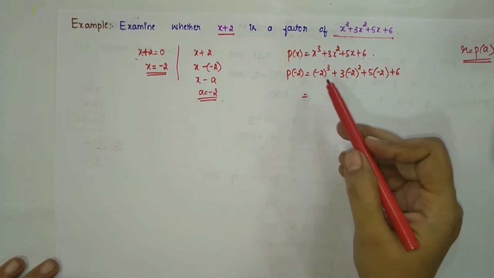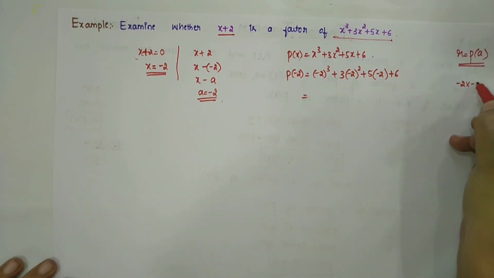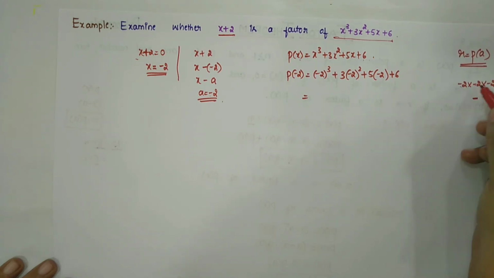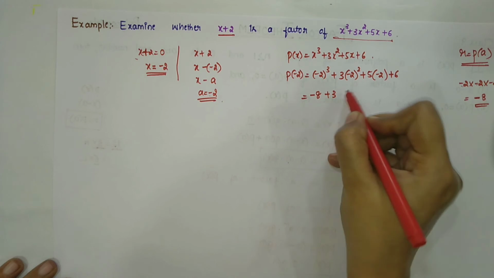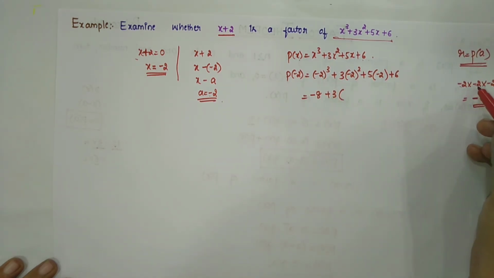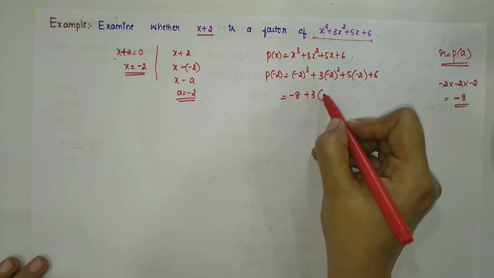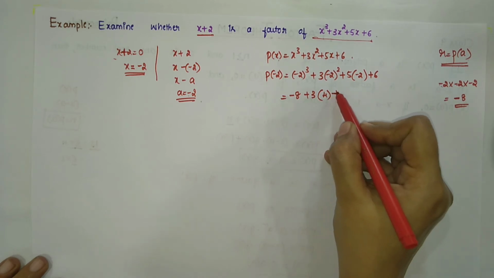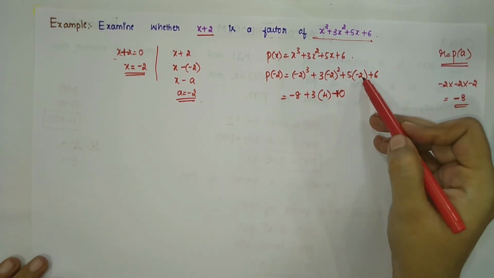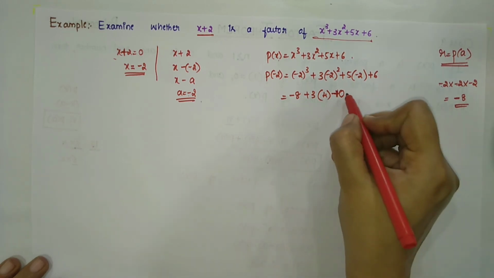Minus 2 cube is minus 8. That is, minus 2 is multiplied 3 times. Minus into minus is plus, plus into minus is minus. 2 into 2 is 4, 4 into 2 is 8. So minus 2 whole cube is minus 8. So it is minus 8 plus 3 into minus 2 square, which means minus 2 is multiplied 2 times. So minus 2 into minus 2 is minus into minus plus, 2 into 2 is 4. So we get plus 4, plus 5 into minus 2. So 5 into minus 2 is minus 10. That is 5 into 2 is 10, plus into minus is minus, plus 6.